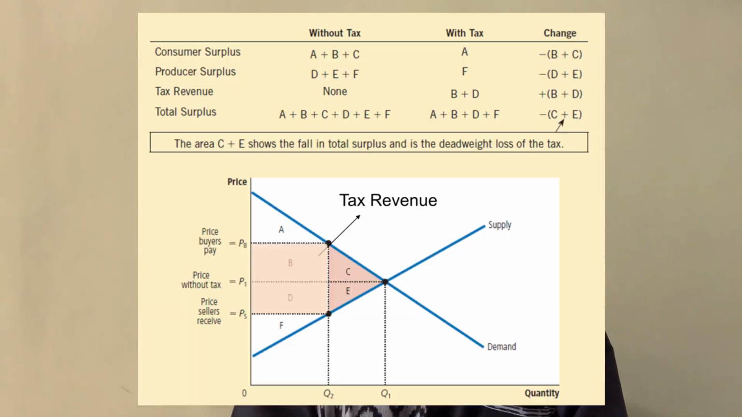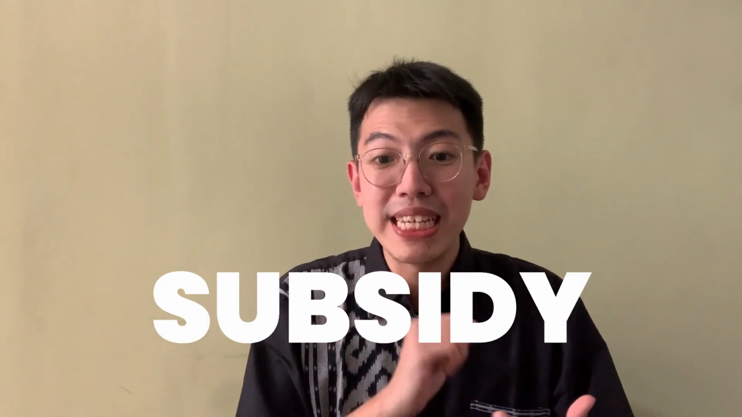In this graph, B and D are the tax revenue. A is the after-tax consumer surplus and F is the after-tax producer surplus. And C and E are the deadweight loss. The last one is the effect of subsidy.